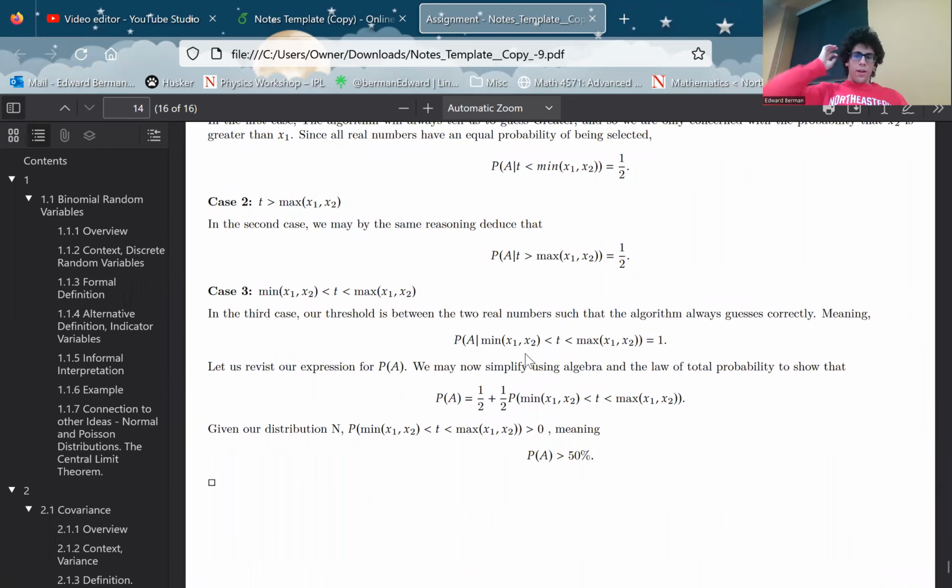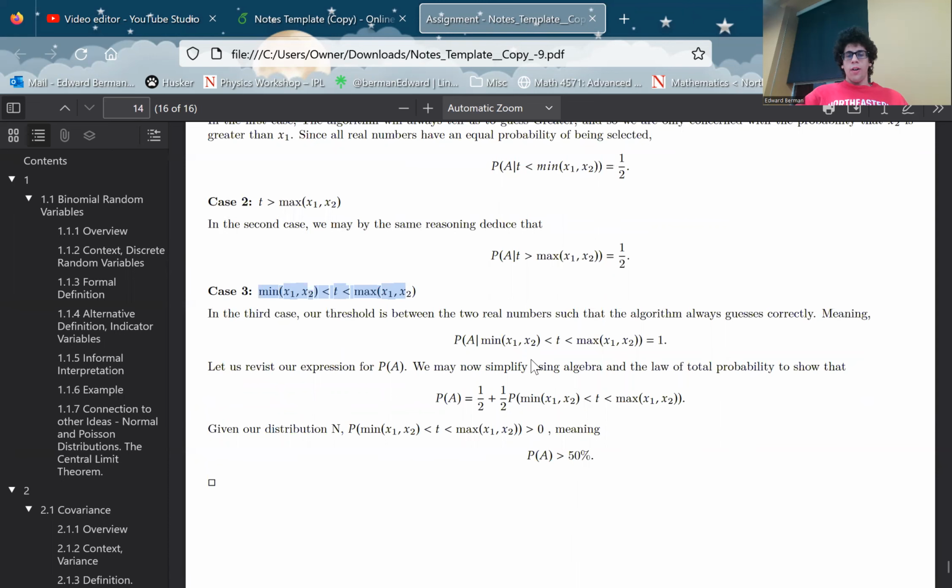Because if our first real number is less than T, then the algorithm will tell us to pick greater, that our second real number is greater than the first one, and this will be true. And the other way around is true as well. If our first real number is greater than T, the algorithm will tell us to guess that the next real number is smaller, and this will also be true, sort of by assumption of this case that T sits in between them.